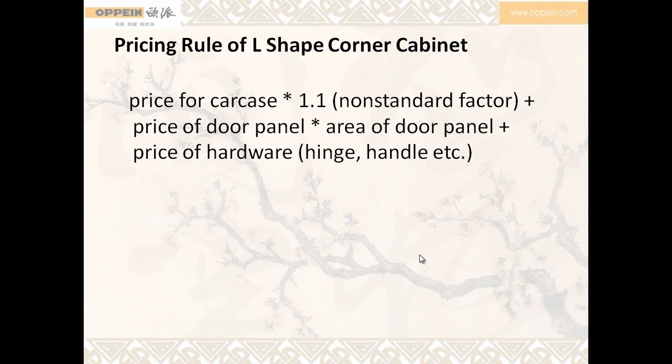Pricing rule of L-shaped corner cabinet. The price is added up by 3 parts. The first part is the price for carcass multiply 1.1, which is the non-standard factor. The second part is the price of door panel multiply area of door panel. The third part is price of hardware, for example, hinge, handle, etc.